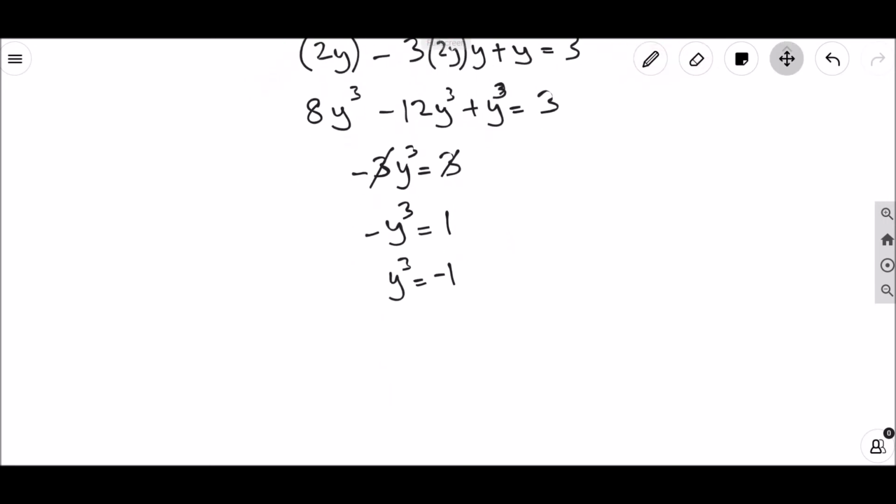Now we have to make y the subject. So we will take the cube root. So cube root of minus 1 is minus 1. So y is equal to minus 1.